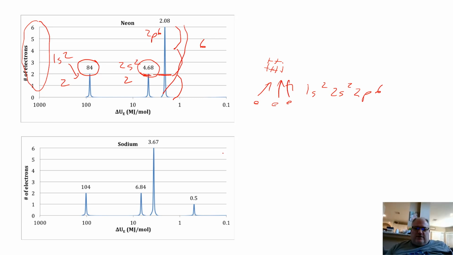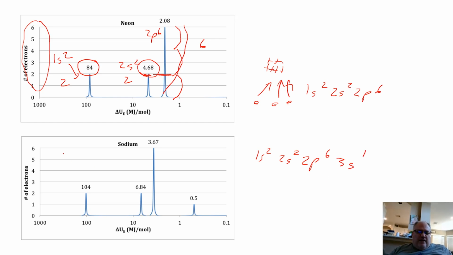Now let's look at sodium. Sodium is 1s2, 2s2, 2p6, 3s1. And if you take a look at the numbers and how the peaks match up, it kind of looks the same way again.